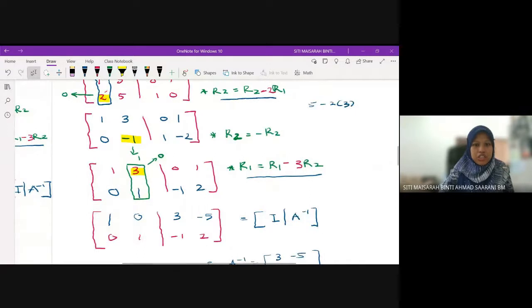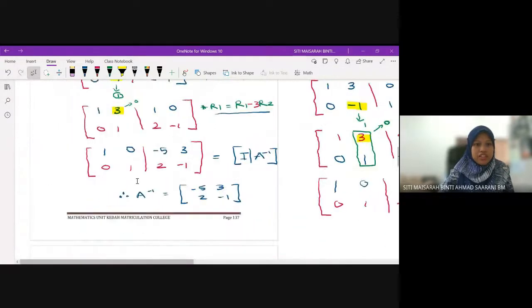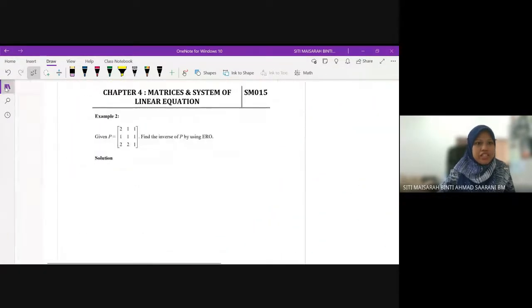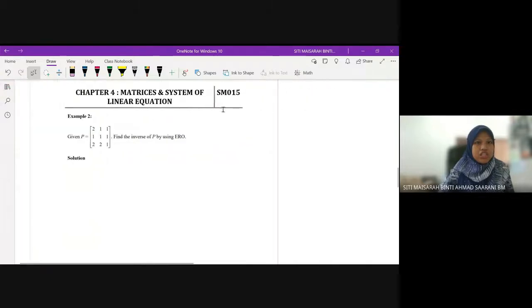Okay, kita continue next example. We have 3 times 3 matrix. Okay, the question asks, given P with the elements 2, 1, 1, 1, 1, 1, 2, 2, 1, find the inverse of P by using ERO. Okay, so this is 3 times 3 matrix.